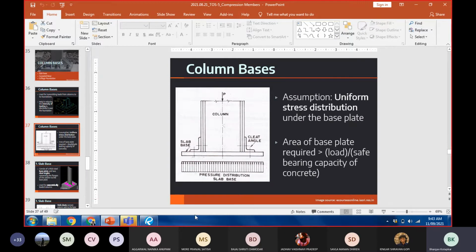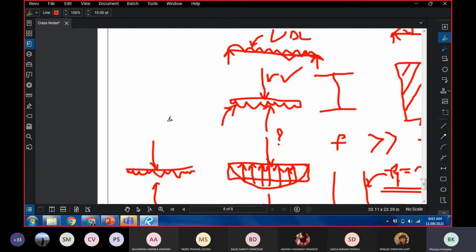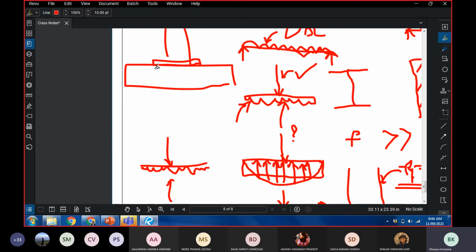The assumption remains the same, that the stress variation is going to be uniform. Now the same applies to a base plate. So if you have a column, you have a base plate, and then you have concrete below this. Even here, we might not get an exactly uniform profile of stress, that is, of the resistance offered by concrete, but we assume that the base plate will experience a uniform resisting force from the concrete footing.